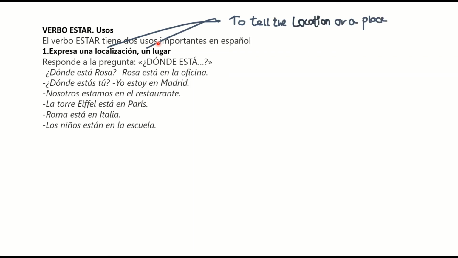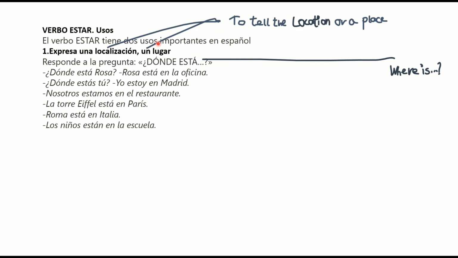So if someone asks you where this is located, where exactly it is right now, to answer that question, you need to always use the verb estar. It will never be any other verb than estar. You always need to use this.